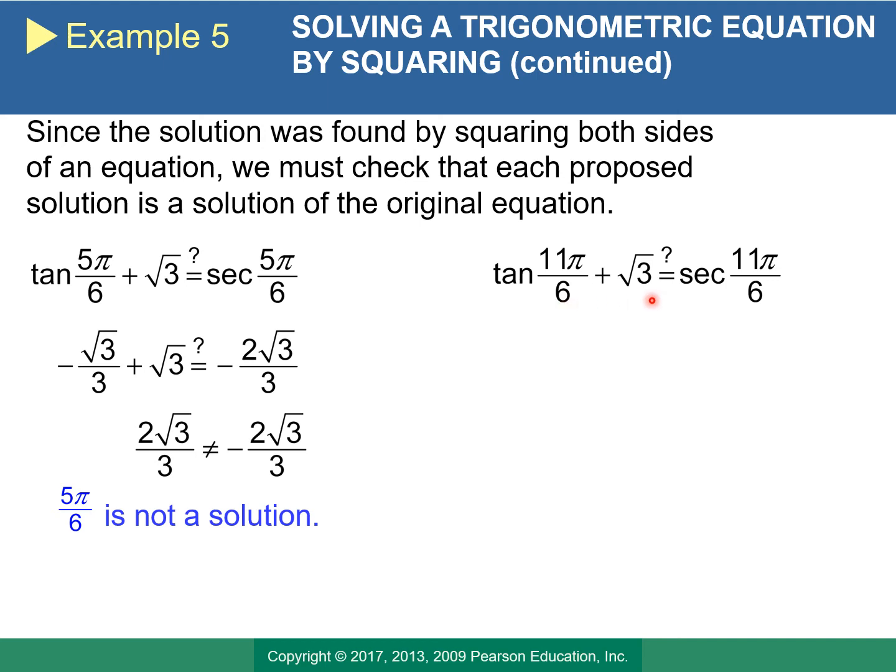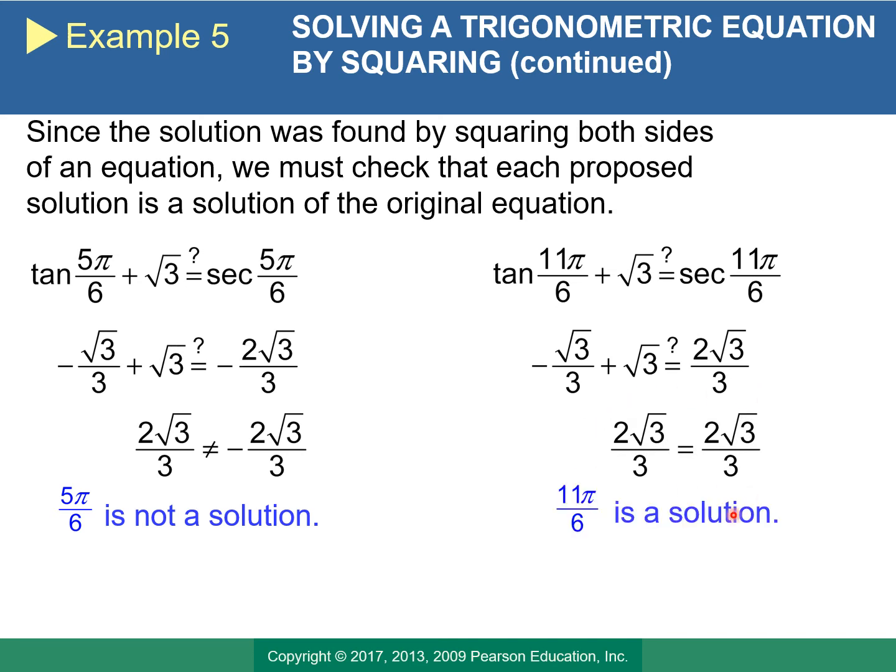11 pi over 6, plug it in for x. Tangent is going to be negative root 3 over 3. Secant of 11 pi over 6 is positive root 3 over 3. And now this is equal. So 11 pi over 6 is a solution. So we actually only had one solution that worked here. So that's our solution set.